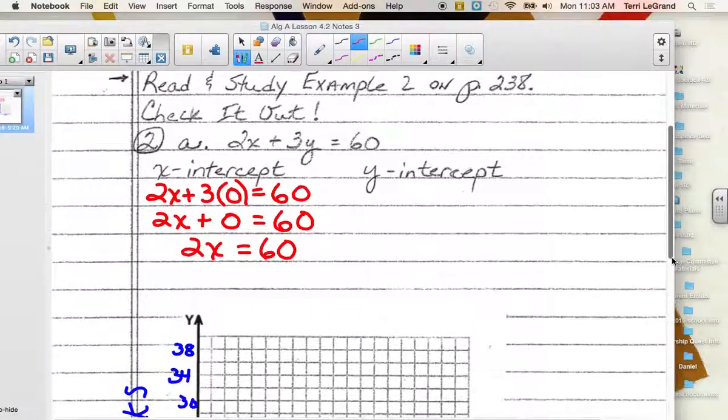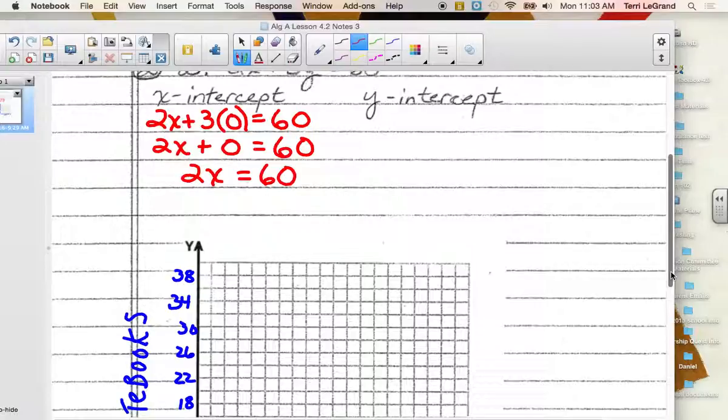And now what do we do? Divide by 2. So now we'll divide both sides by 2, and we'll have our x-intercept, which is 30. Let's just put that right away so that when we're doing the last thing they want us to do, part B, we have that to help us out.